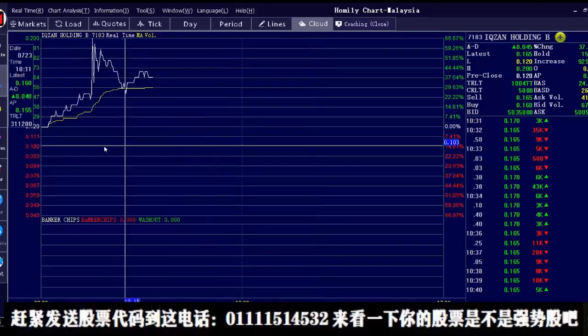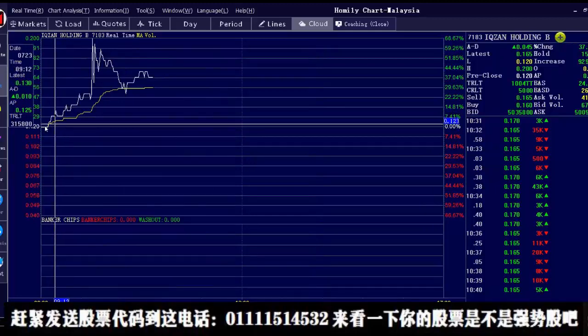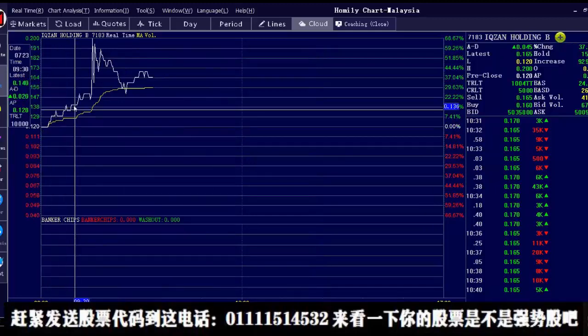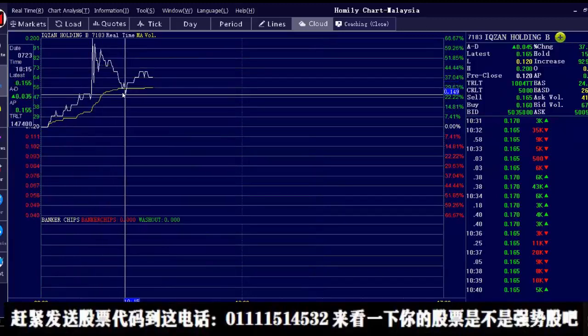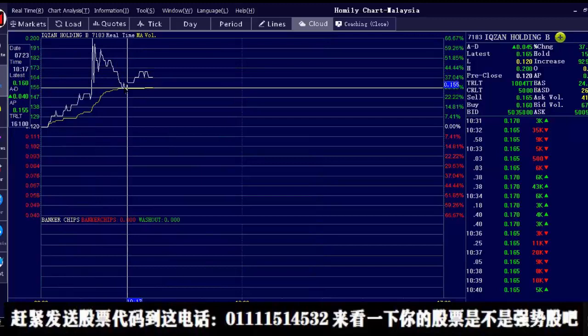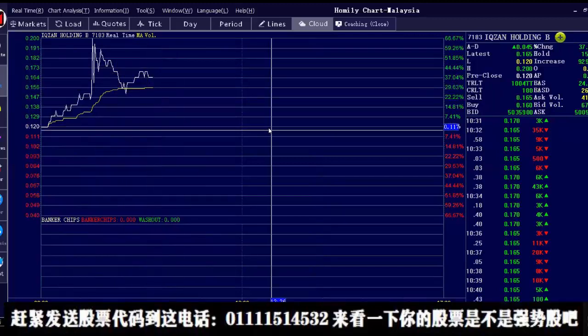This one, you also see from the beginning of the market, the price goes up and now retraces. You can see this one is a very small profit now. You can go to the next one.